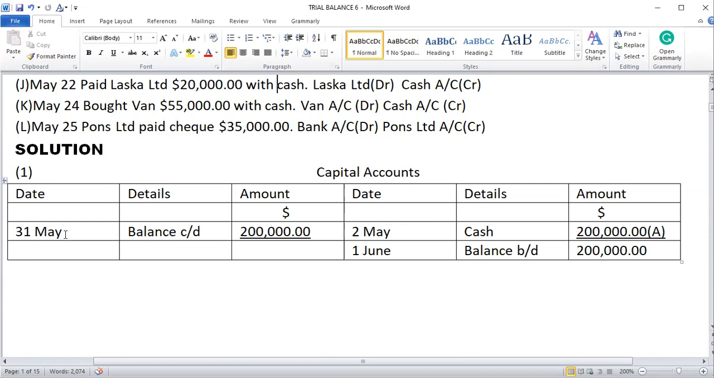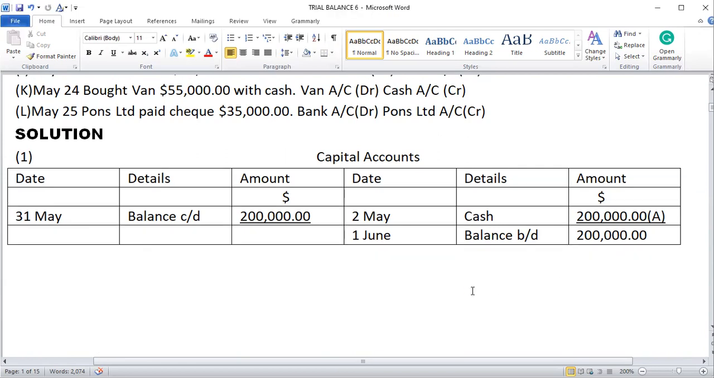Should be the last day of the month. So as you see, for example, the capital account, you have 31st May being the last day. It is balance carried down, $200,000, and it has been carried down to the next month, which is 1st June, balance brought down $200,000. Let us look at another example.